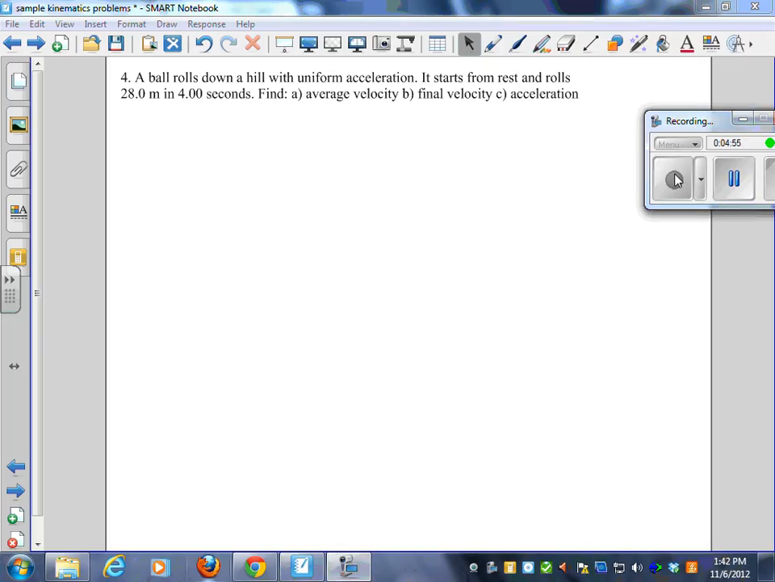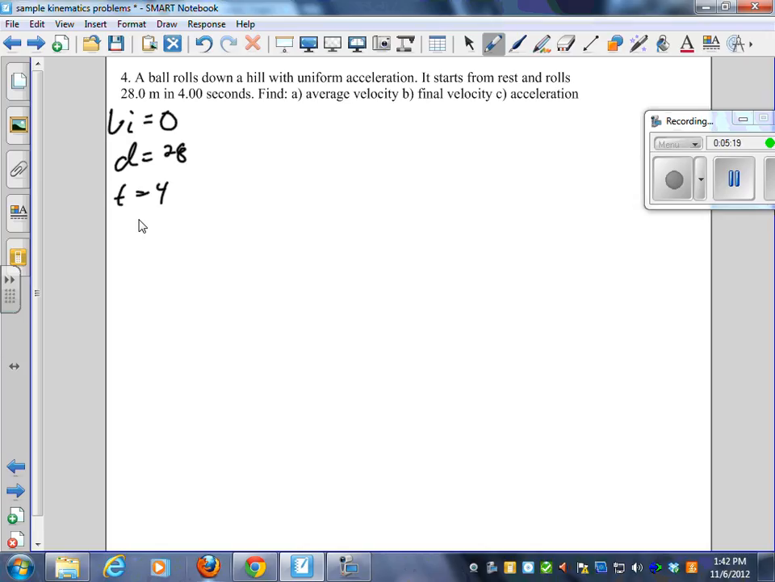Alrighty, so a ball rolls down a hill with uniform acceleration. It starts from rest, so right away that tells me that my initial velocity is 0. It rolls 28 meters, my d is 28, and my time is 4 seconds. Find the average velocity, the final velocity, and the acceleration. It may help you to jot these things down. It helps some kids to realize what they've got and what formulas they need to use.